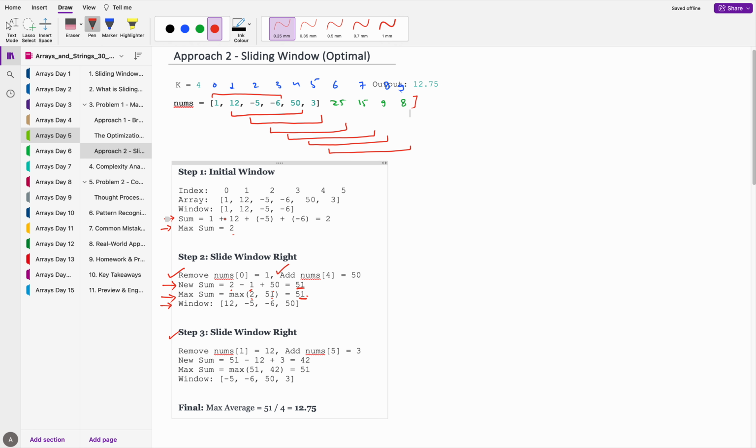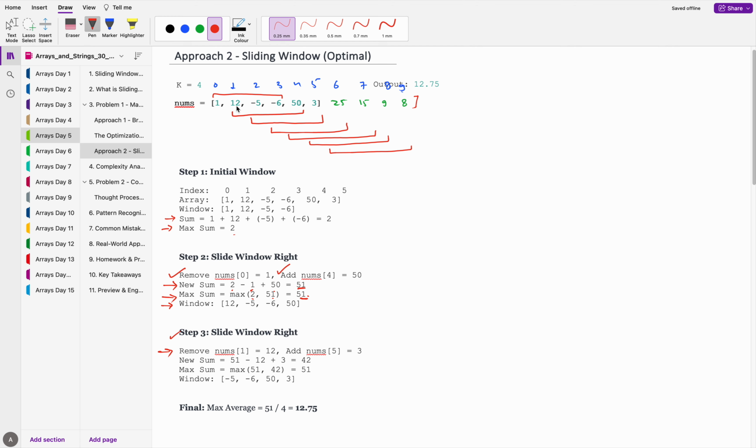सब कुछ तो हो गया, है ना? So step 3 you can also see from here. Index 1 के item को delete करना है for the next window and index 5 के item को हमें add करना था. Okay? So 51 minus 12 plus 3, 42. Maximum still 42 is smaller than 51, so 51 would be, and window is this. So that's how we are achieving our number.